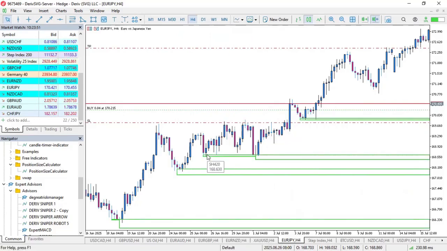Beautiful. You can see, you have to wait for the candle to test the zone. It has to test the zone. So this is not confirmed. It has to test the zone.